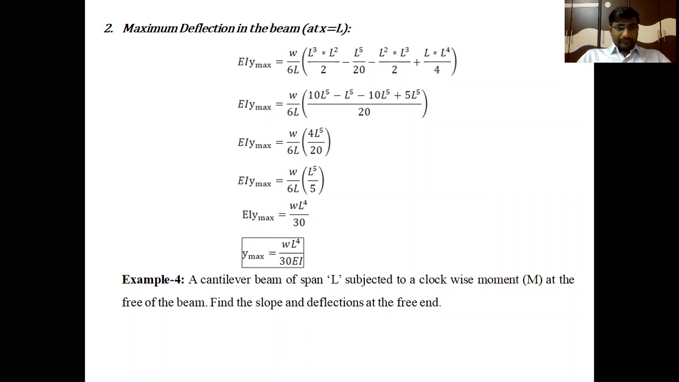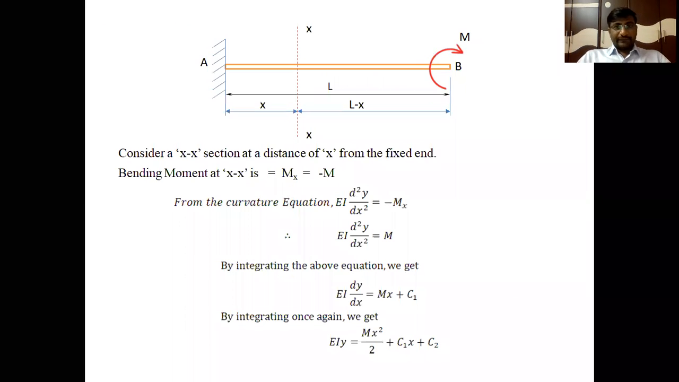Clockwise moment M at the free end of the beam. Find the slope and deflections at the free end. Again, in this problem, in place of a load, a moment is acting, a clockwise moment at the free end. And we are going to find the slope and deflection at the free end.